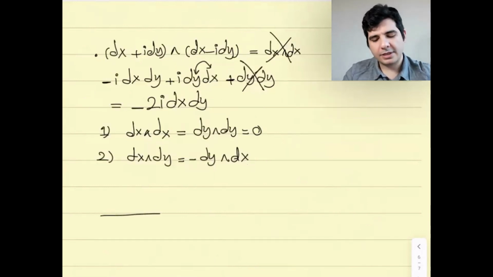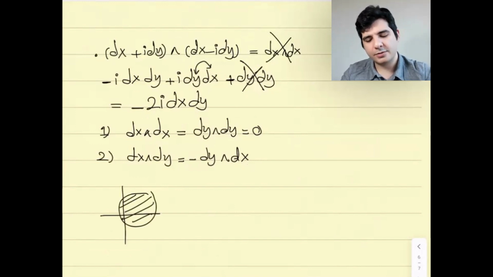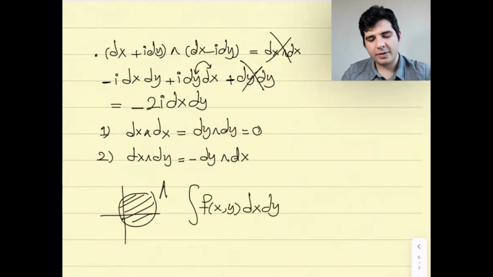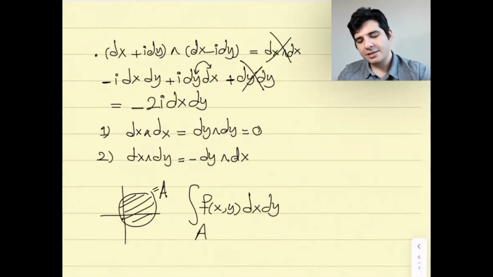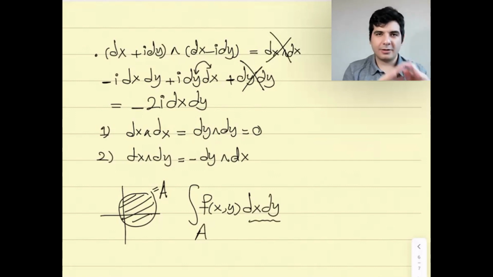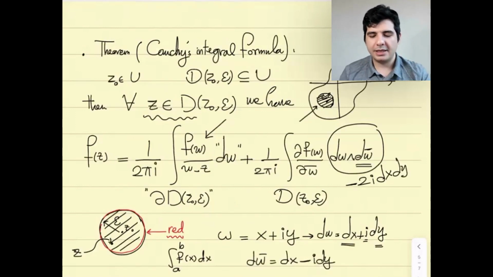So again, from calculus, remember, if we take the integral over a two-dimensional region, we used to have the integral of, say, some function of x and y, dx dy, the integral over, say, this two-dimensional region A. So this is how we would take integrals over two-dimensional regions. Here, the disk itself as a real object is two-dimensional, so it's natural to get dx dy.